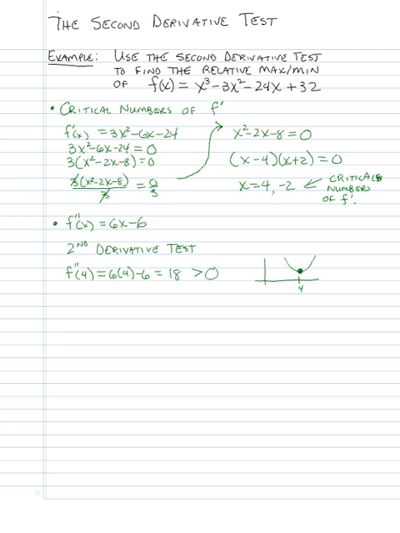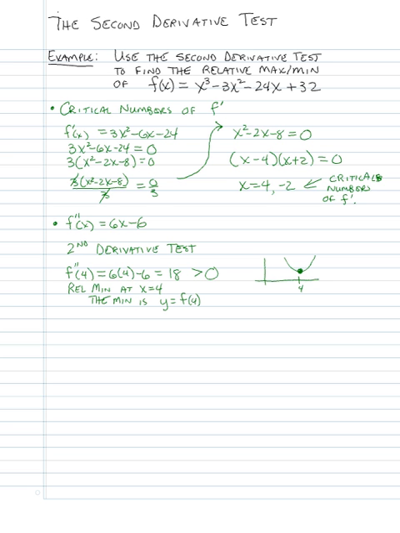So there is a relative minimum at x equal 4. Now, of course, that doesn't tell us what the minimum is. The minimum is a y value that we get when we put 4 into the original function.